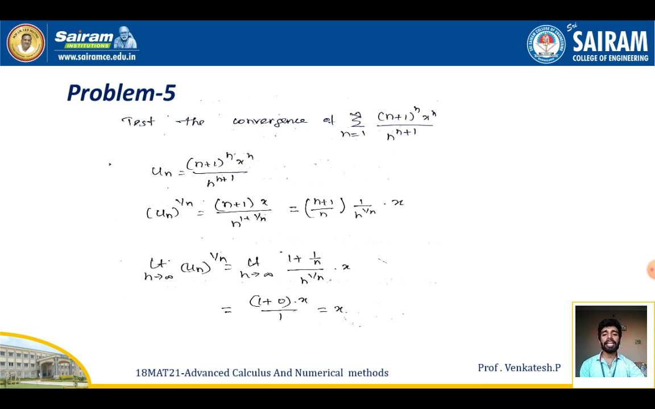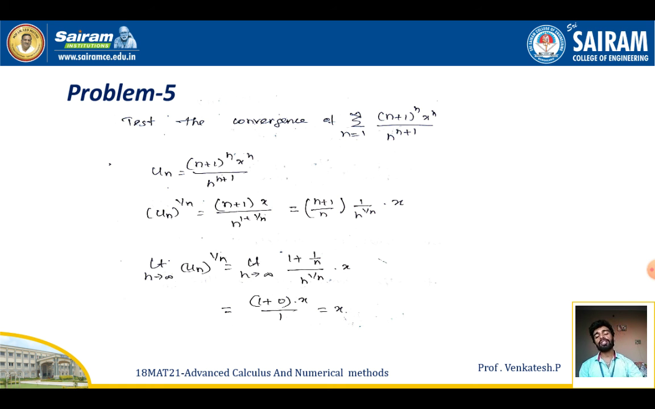So on simplifying the denominator, I can write it as n times n^(1/n). The equation will now be (n+1)/n times x divided by n^(1/n). So in the numerator, I can take one n as a common factor, or on dividing, I will get the equation like (1 + 1/n) times x divided by n^(1/n).